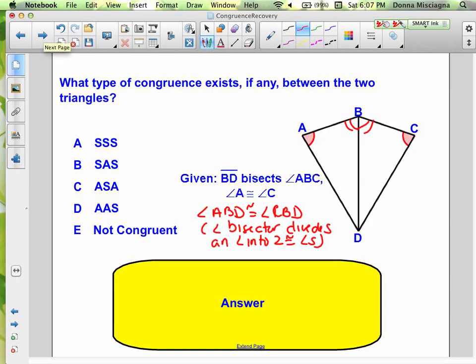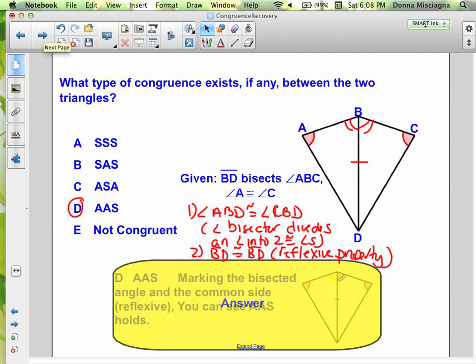Do we know anything else is congruent? We've got two angles. Not only do we have that, we also know that BD is congruent to BD, and that's the reflexive property. Now we've got two angles and a side. The side's not between the two angles, so we have angle, angle, side triangle congruence.